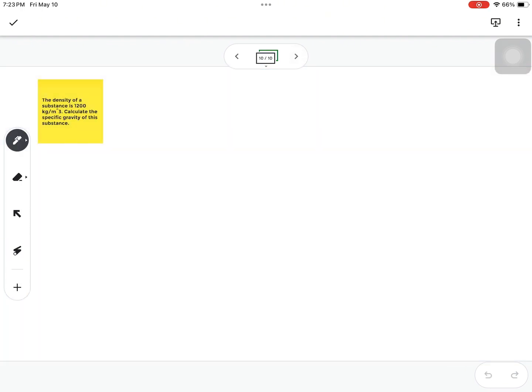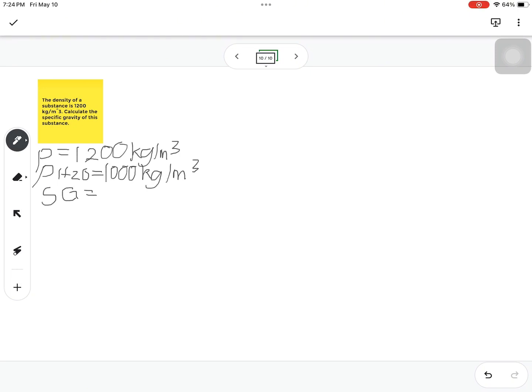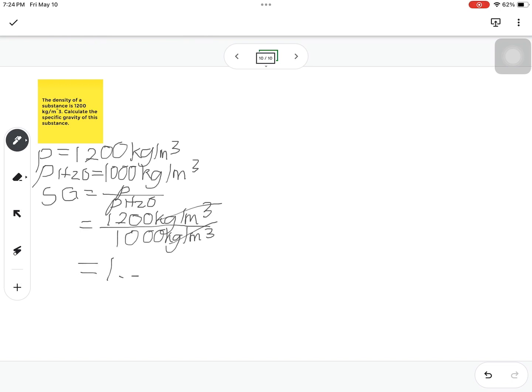For our last problem, the density of a substance is 1200 kg per meter cube. Calculate the specific gravity of this substance. So the density of the substance is 1200 kg per meter cube, and for water, we have 1000 kg per meter cube. To find out the specific gravity, we just plug in these values. So, the density of the substance over the density of water, which is 1200 kg per meter cube over 1000 kg per meter cube. The answer to this would be 1.2. And since 1.2 is greater than 1, the object will sink in water.